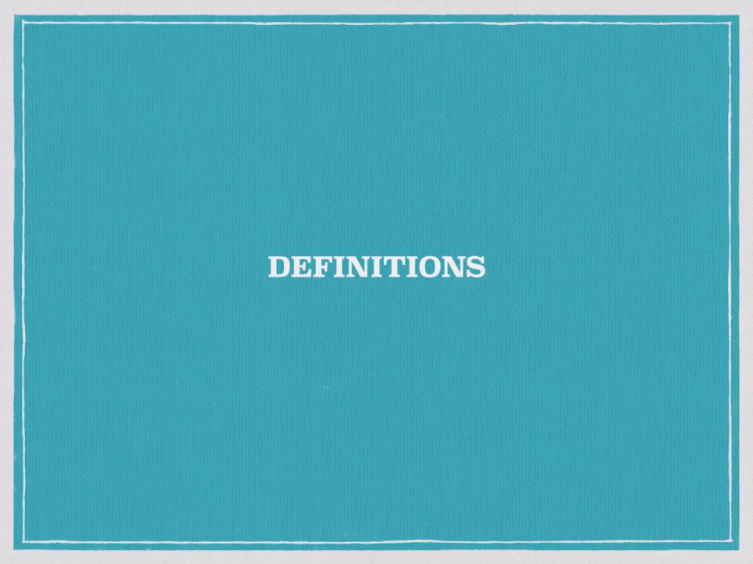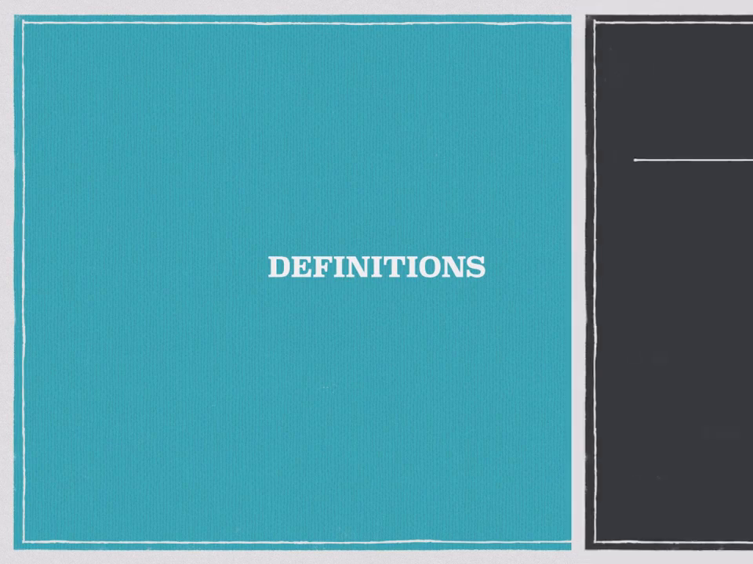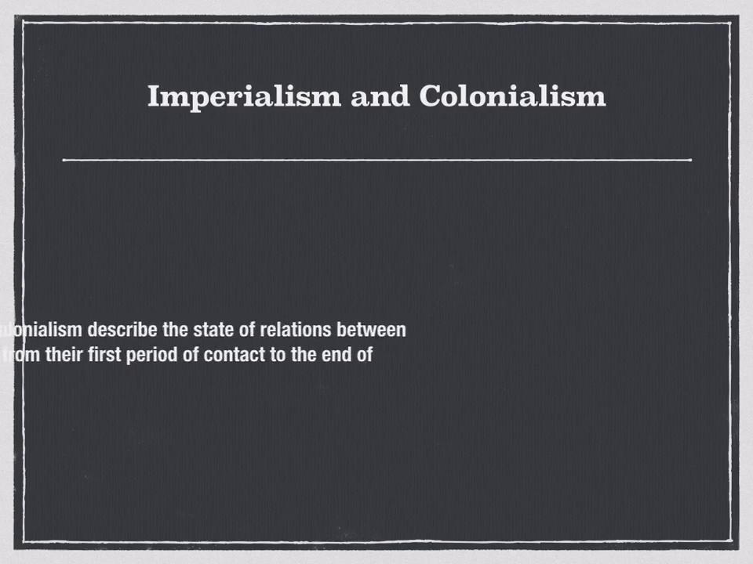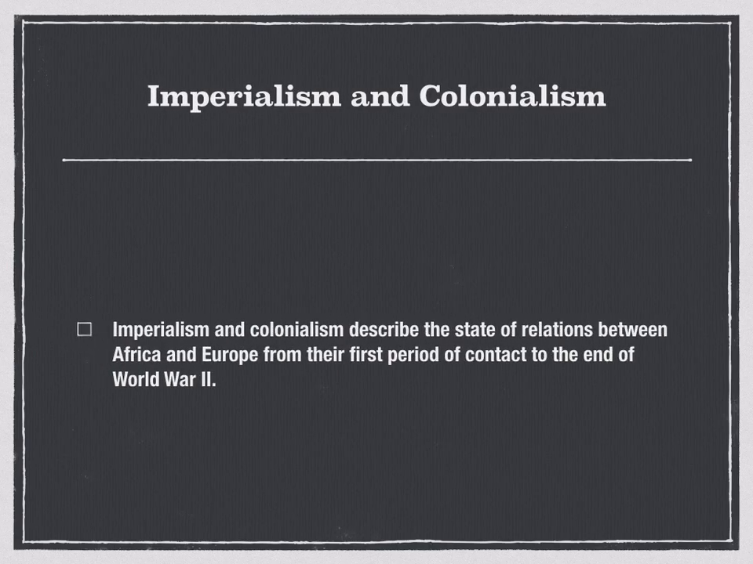Definitions. Imperialism and colonialism. Both these terms, imperialism and colonialism, describe the state of relations between Africa and Europe from their first period of contact to the end of World War II.